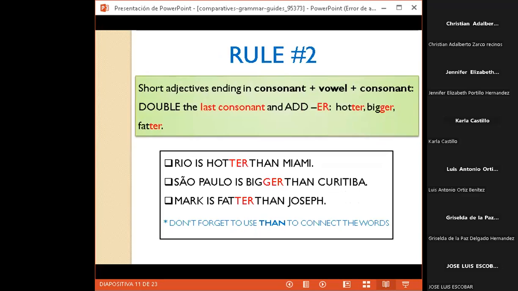Another rule. Short adjectives ending in consonant, vowel, consonant. Double the last consonant and add ER. Hot, hotter. Big, bigger. Fat, fatter. Okay? That's the rule. Now, is it clear? Okay. Is it clear? Nice.